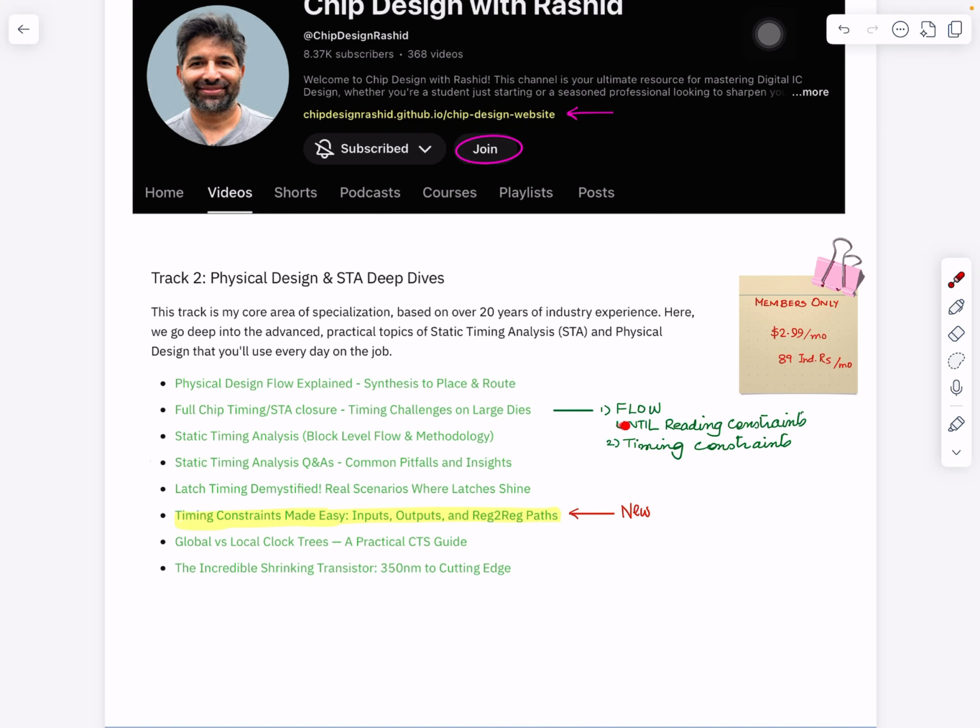In the first part, I covered the flow side, all the way from starting libraries. Then I especially focused a lot on creating scenarios or views. After that, the next topic is timing constraints. Even in track 1 in physical design, I covered some timing constraints, and during this series we also look into timing constraints. And yeah, I think that's it.